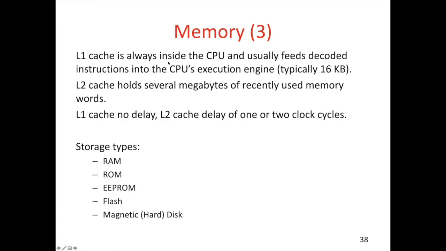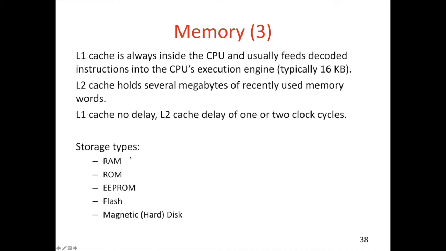L1 cache is always inside the CPU and usually feeds decoded instructions into the CPU's execution engine. Typically, it is 16 kilobytes. L2 cache holds several megabytes of recently used memory words. L1 cache should not have delay. However, L2 cache may have a delay of 1 or 2 clock cycles.